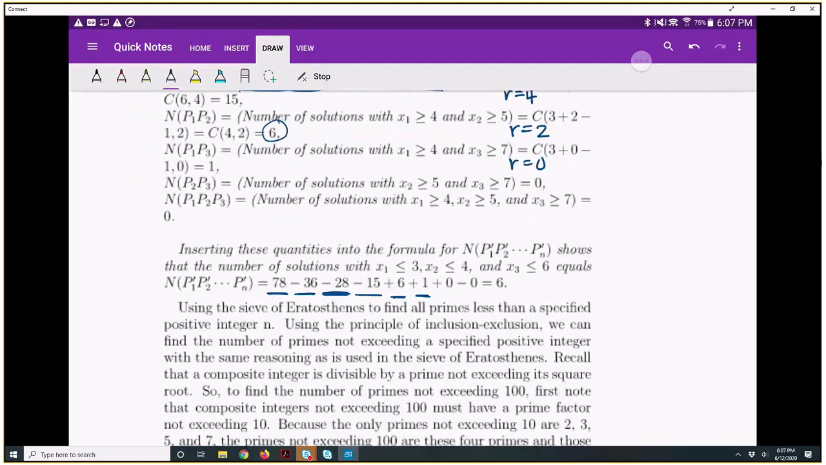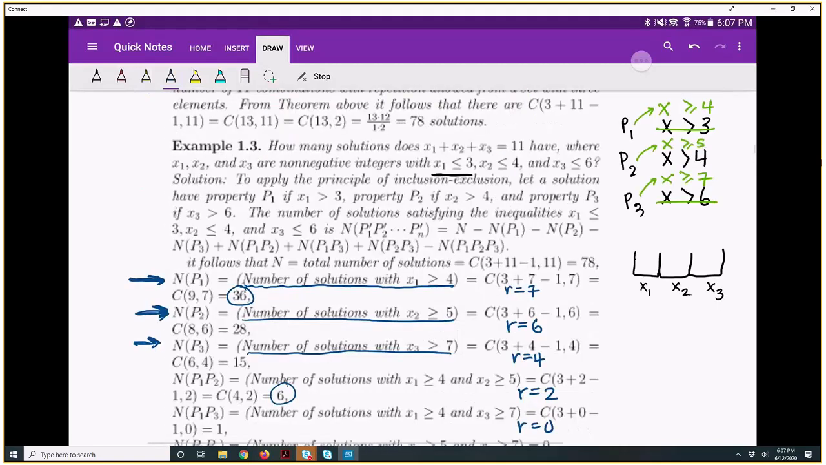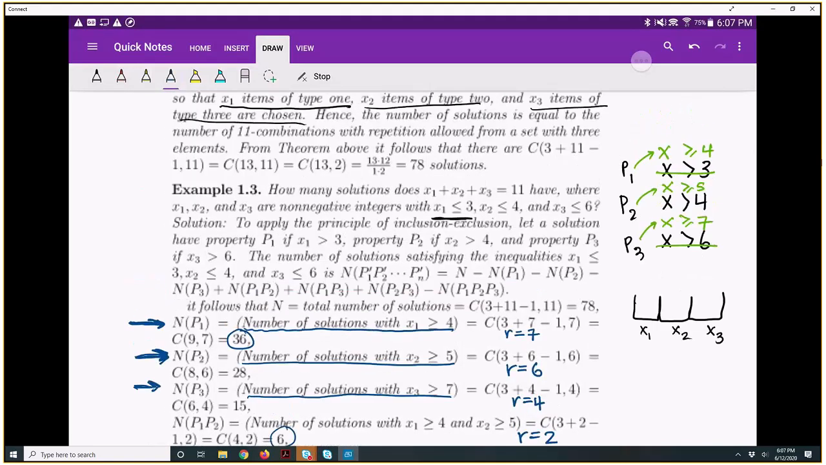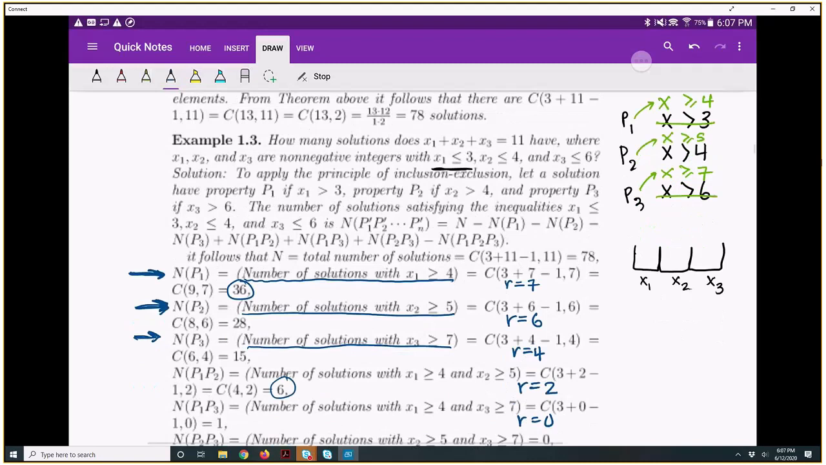So there are exactly 6 solutions to the equation x1 plus x2 plus x3 equals 11, where x1 is less than or equal to 3, x2 is less than or equal to 4, and x3 is less than or equal to 6.